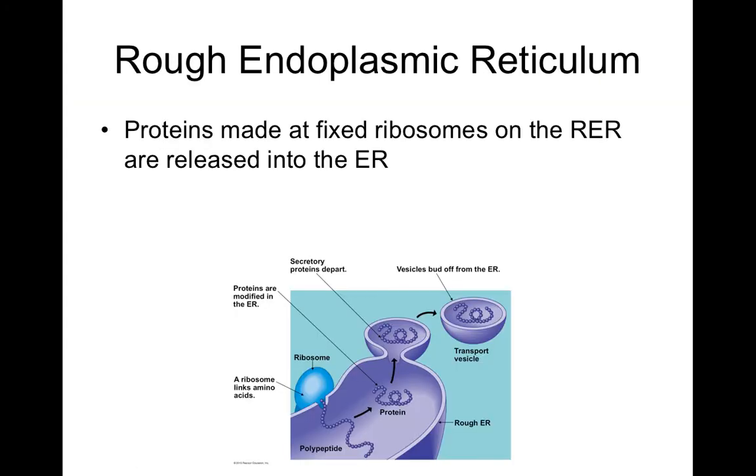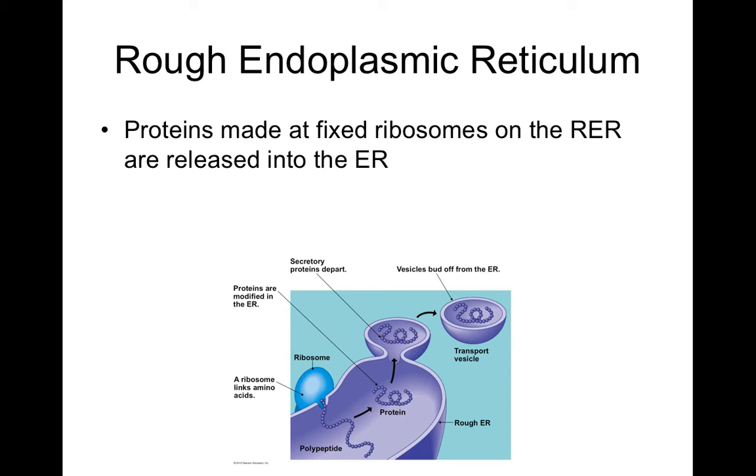Then we move externally to the rough endoplasmic reticulum. The proteins are made within the rough endoplasmic reticulum. These are primarily made for excretion. Some can be made for within the cell, but primarily these will be excreted outside the cell.